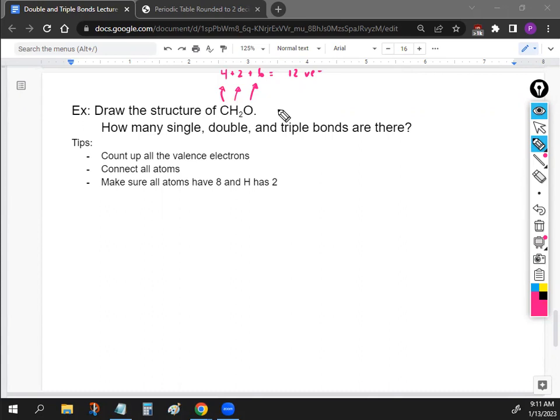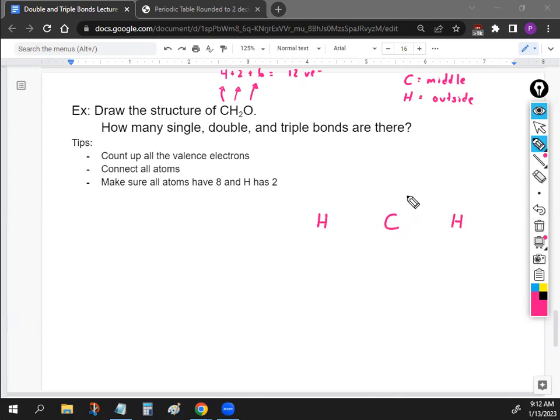Let's start organizing the atoms. Now, one of the rules that you guys probably remember is that carbon goes in the middle, right? Carbon always wants to go in the middle, and hydrogen always goes on the outside. Okay, so what we're gonna do is we're gonna organize it like this. So we got carbon in the middle, and then we'll put hydrogen on the outside again.